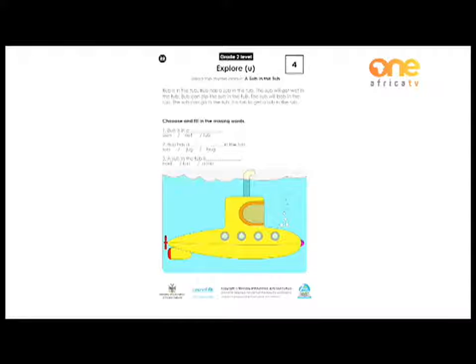Do you know what a sub is? Yes, there's a picture of a submarine. It's a shorter word for submarines, the boats that go underwater.